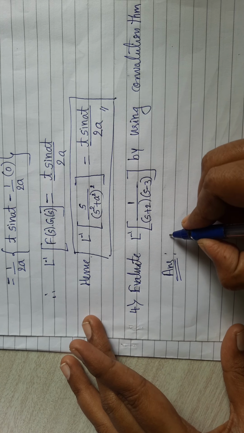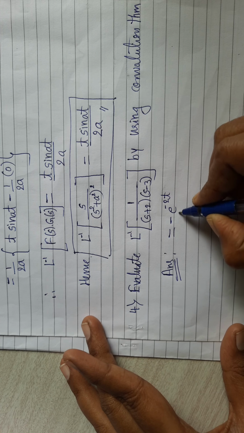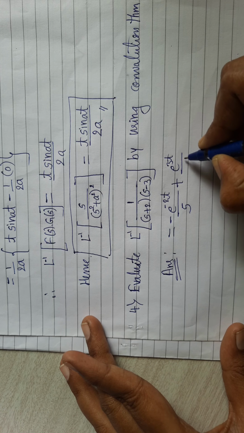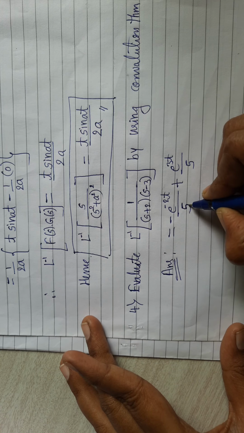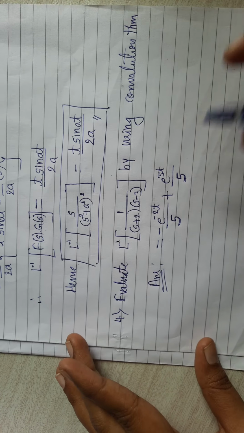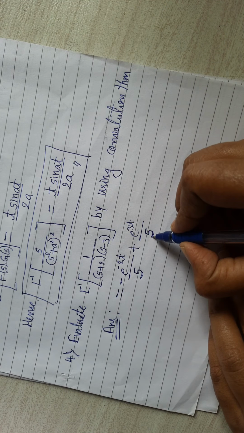The answer will be minus e to the power minus 2t divided by 5 plus e to the power 3t divided by 5. This is 5, not s. So try this. If you are not getting it, you can contact me and write the notes. If you have any doubts, come and ask.